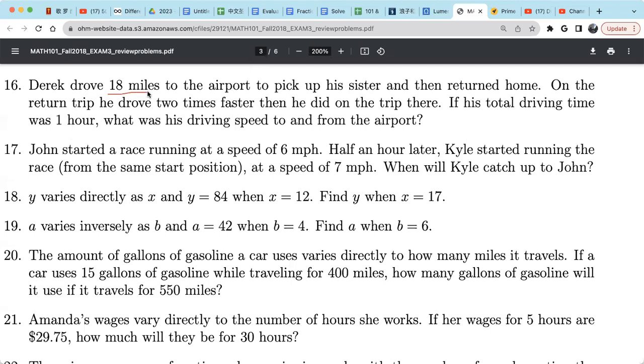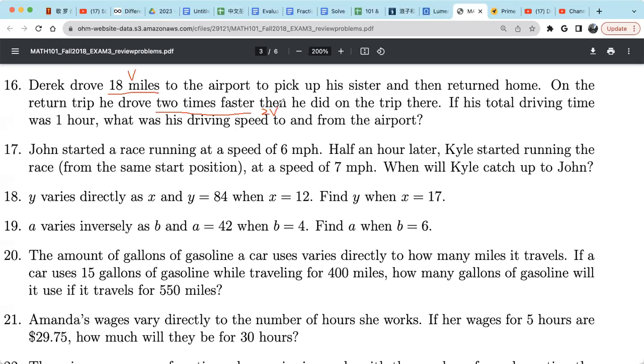Derek drove 18 miles to the airport to pick up his sister and then returned home. Same distance, right? He goes to the airport from home, then he drives back from the airport to home. So we see 18 miles multiplied by 2, because it's a round trip. On the return trip, he drove 2 times faster than he did on the trip there. What does it mean? If the speed when he goes is v, then when he comes back, his speed is 2v, because 2 times faster.